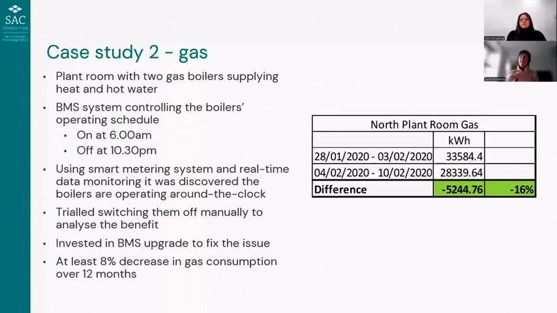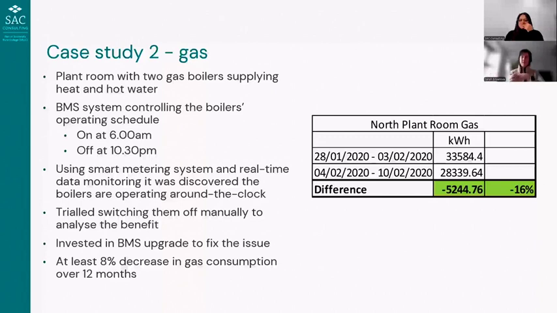So you can see the table here. It shows that I looked at the consumption of these boilers for a week between end of January and beginning of February, and it was 33,500 kilowatt hours for the week. And then we started switching them off at night, and the following week, as we started doing that, the consumption dropped by about 16%.